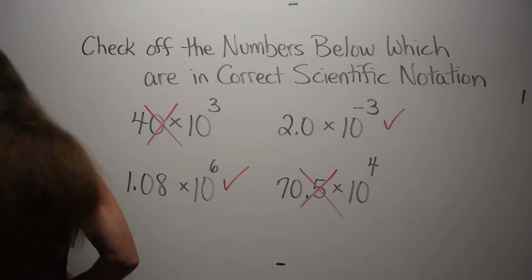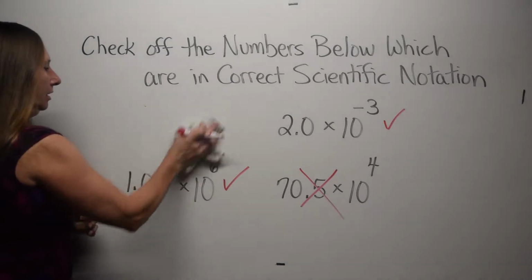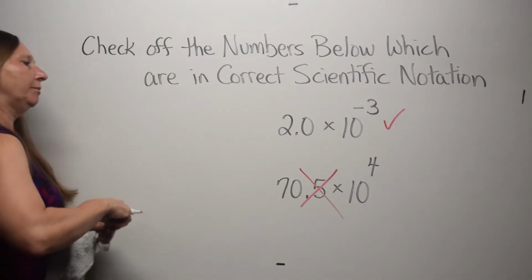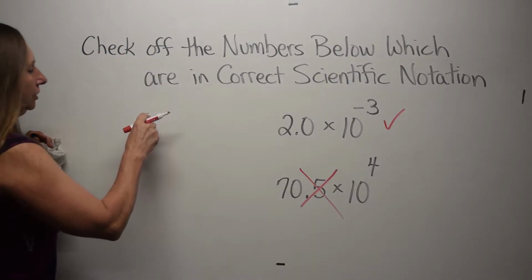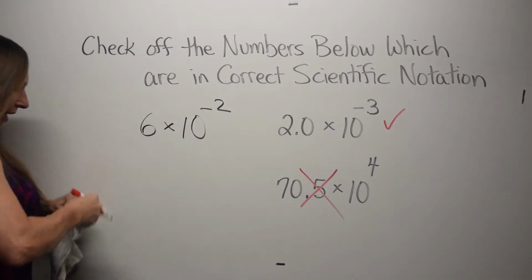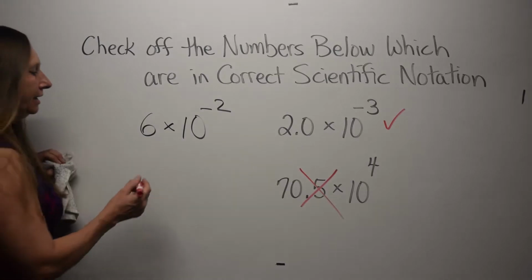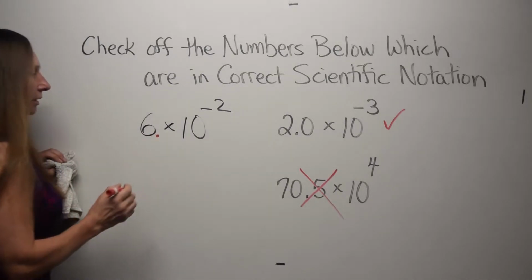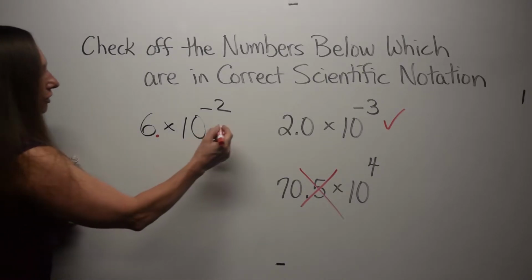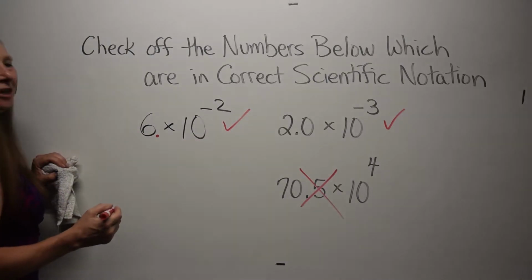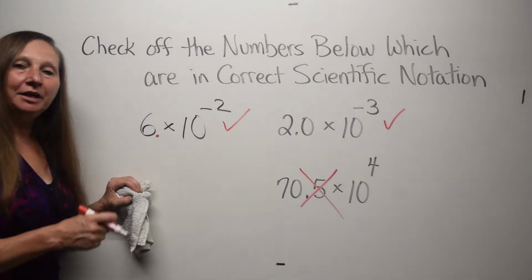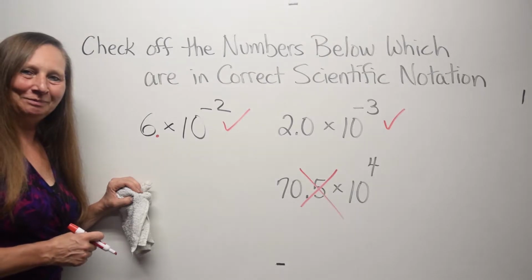Now, the only time where there would not be a decimal is if there was only one significant figure. All right, so for example, something like this, if it was 6 times 10 to the negative 2, that's fine because the implied decimal would be here, and there would only be one number in front of the implied decimal point. So this would also be correct scientific notation. Remember, only one number can be in front of the decimal point.